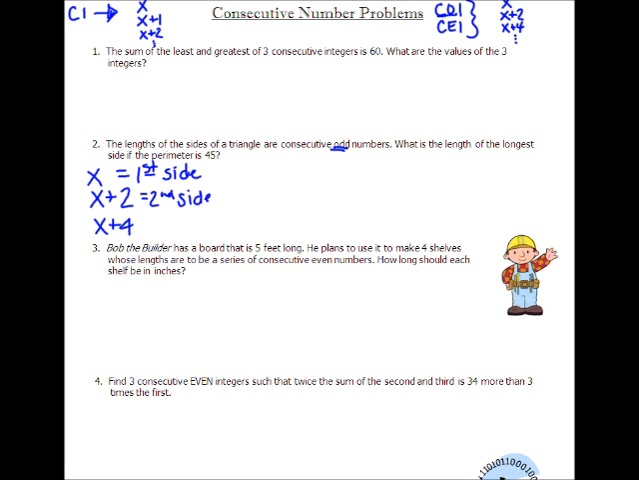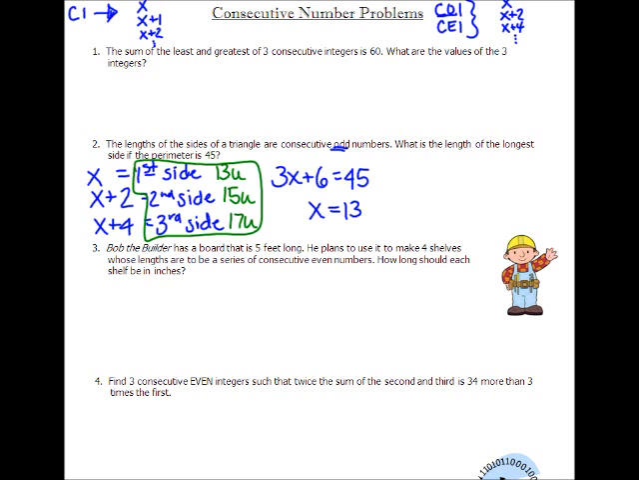And is this a perimeter? Yes, they gave me perimeter. So I'm going to add those up to get perimeter, and that's going to give me 3x plus 6 equals 45. You can solve that in your head, and you should get that x equals 13. So my units are, I don't think it gave me a unit, so I'm just going to write 13 units, 15 units, and 17 units. And if I add those up, I do in fact get 45.